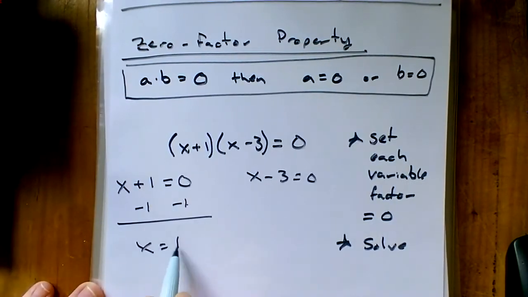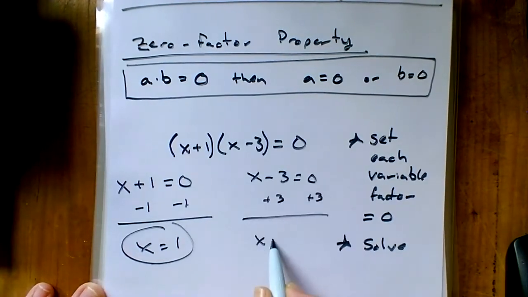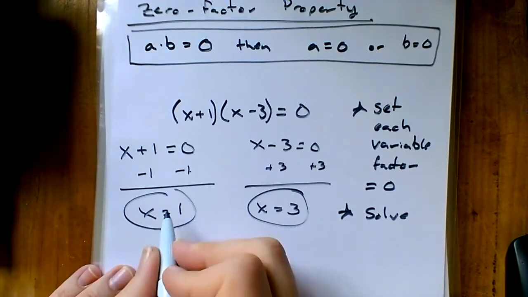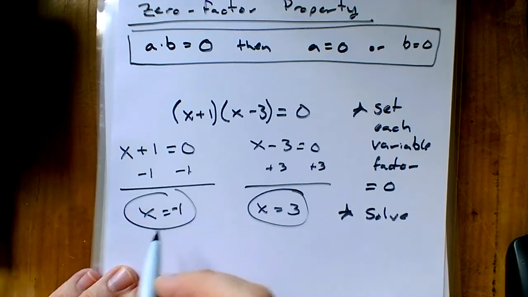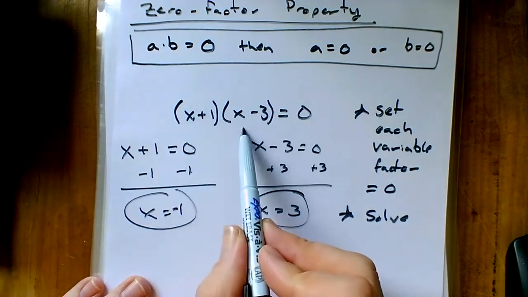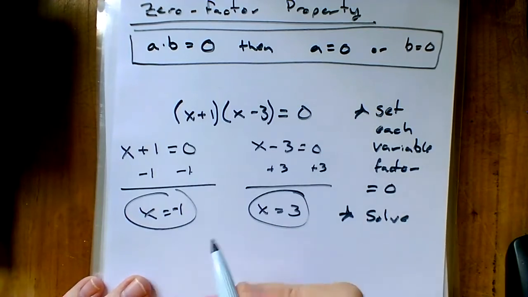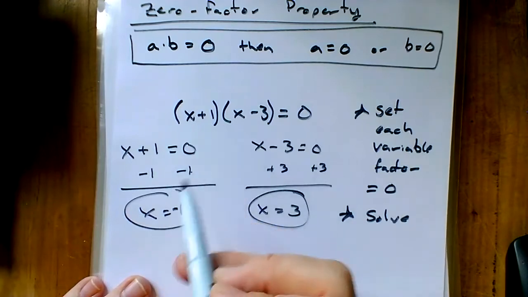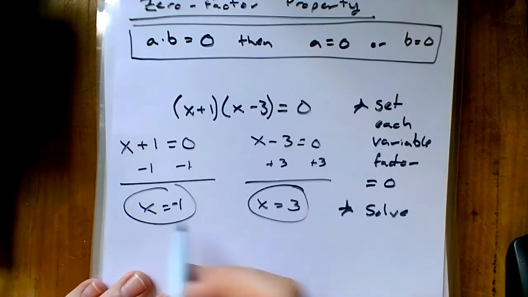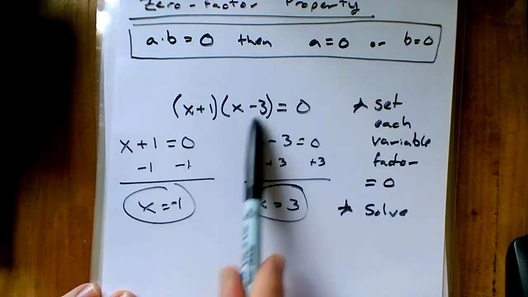So x could be equal to negative 1 or x could be equal to 3. And if I check this out, if x were equal to negative 1, then negative 1 plus 1 would be 0. Negative 1 minus 3 would be negative 4. 0 times negative 4 would be equal to 0. So that one would check out. If it were 3, 3 plus 1 would be 4. 3 minus 3 is 0. 4 times 0 is 0. So not just one or the other, both of these are solutions to this equation.